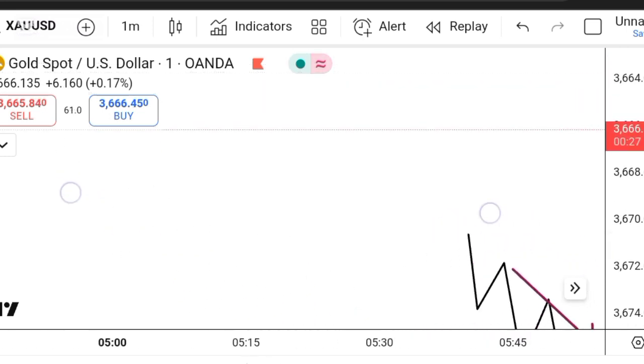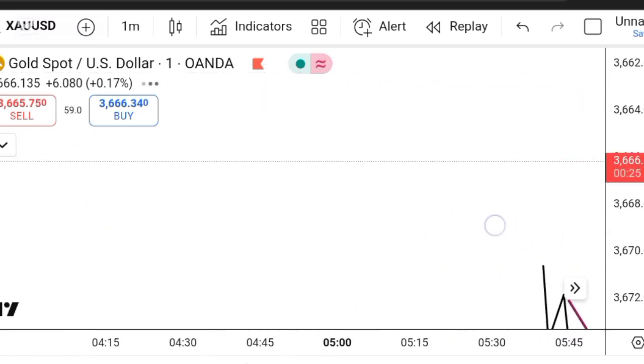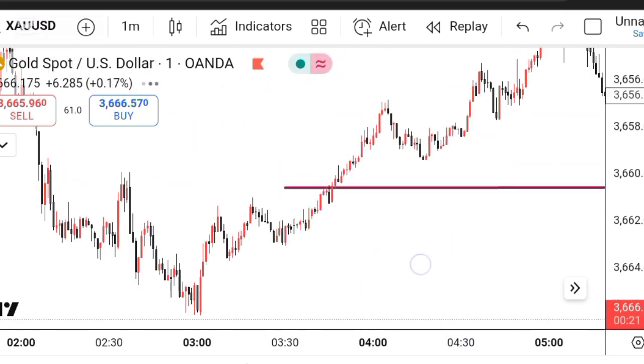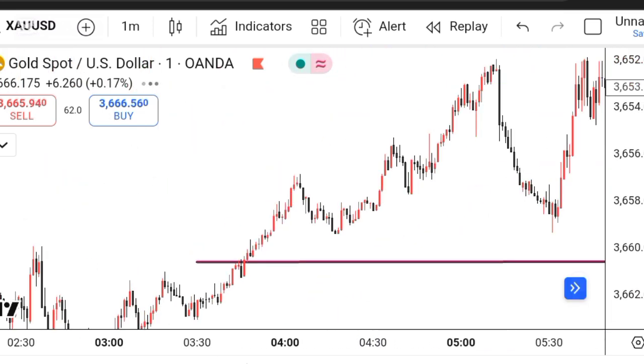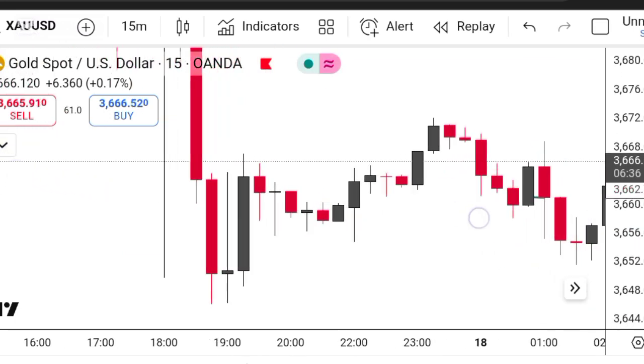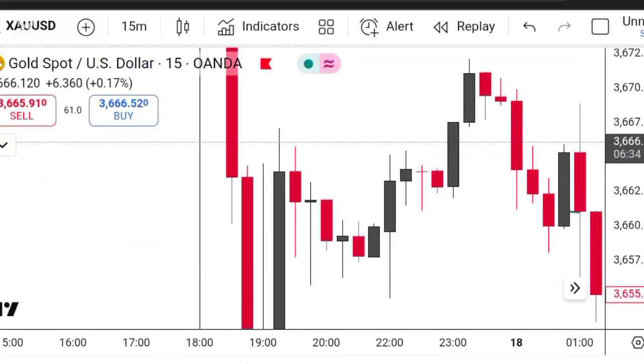So let us go to our M15 and check out what we are looking for. Whatever we are going to do, we have to make use of structure. Structure is very important. So here on our M15, we have to look out and map our structure first.